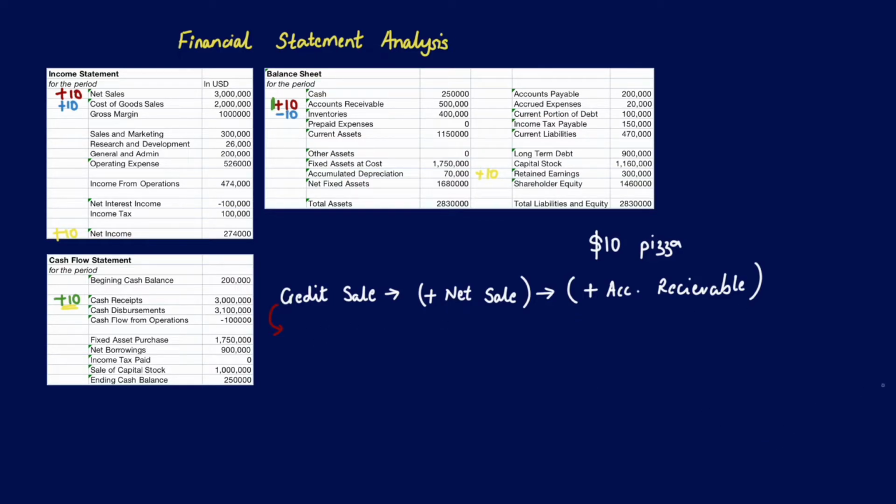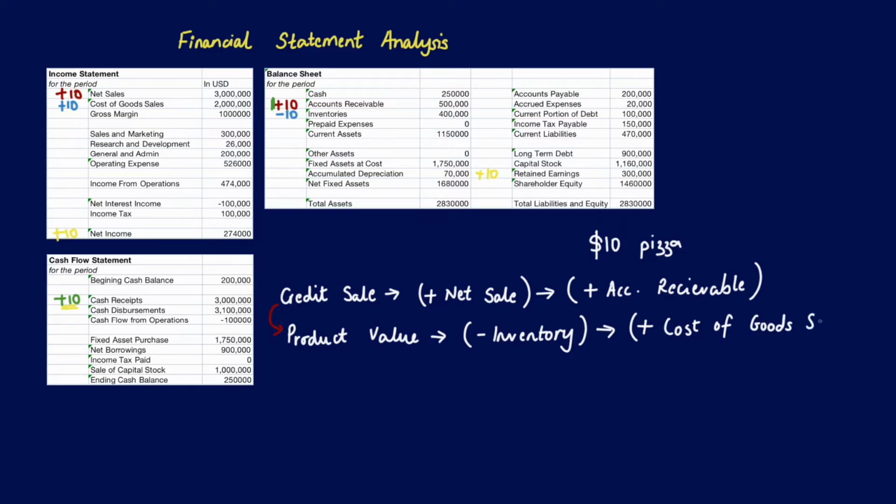Now, let's presume that you've actually processed that order and you're going forward with it, so the product value changes. And all that basically means is you take one away from the inventory, so there's a subtraction in the inventory. And that then means that there is an addition in the cost of goods sold. Keep in mind, this is before you get paid.